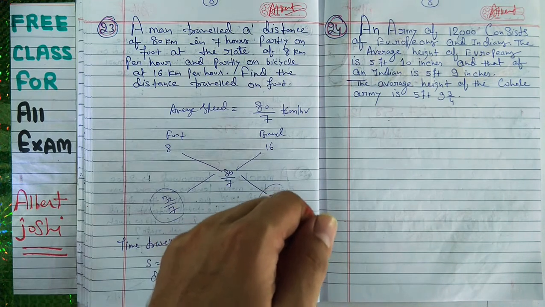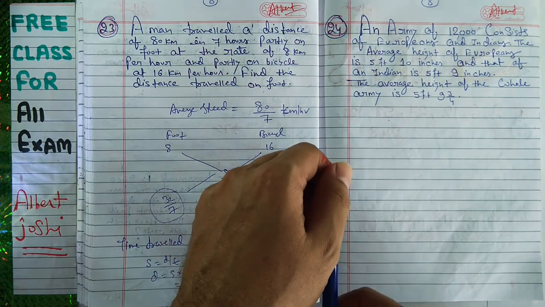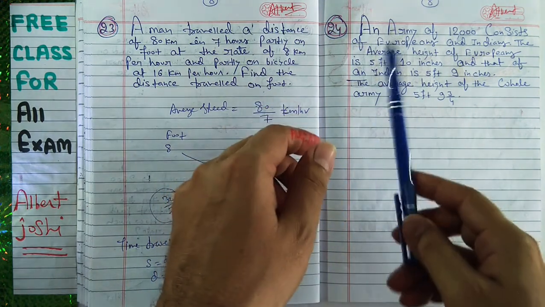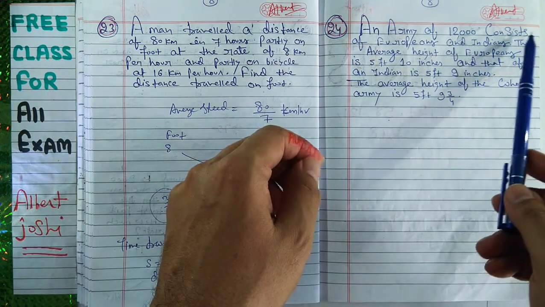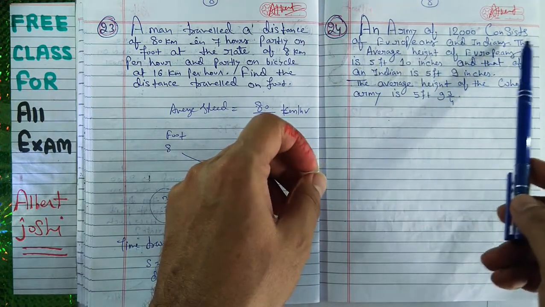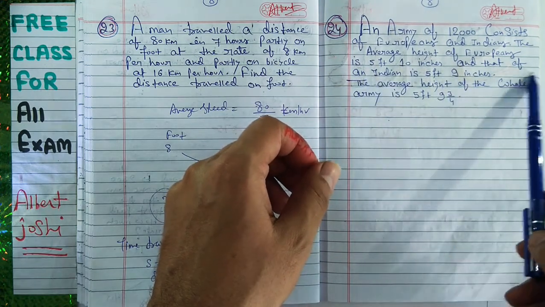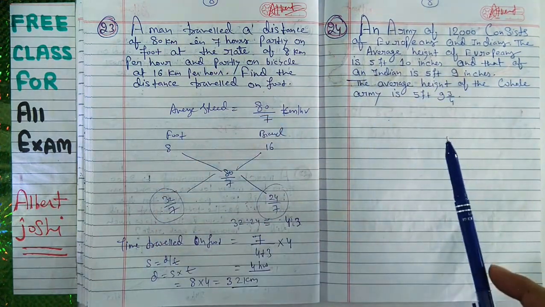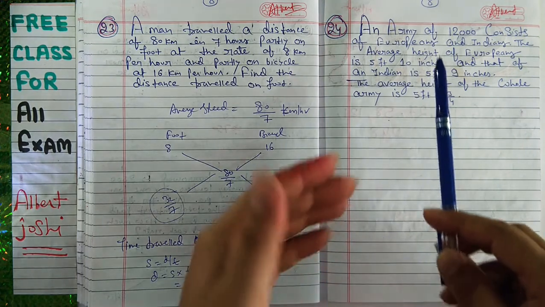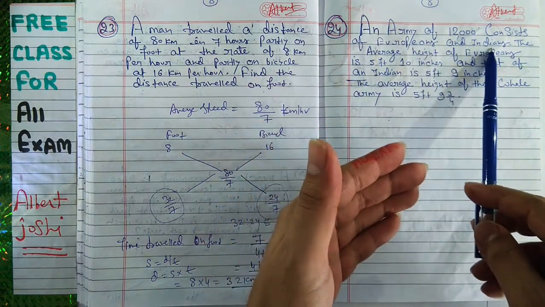In this question, he is asking the number of Indians. An army of 1200 consists of Europeans and Indians. The average height of Europeans is this and that. What is the number of Europeans and what is the number of Indians?